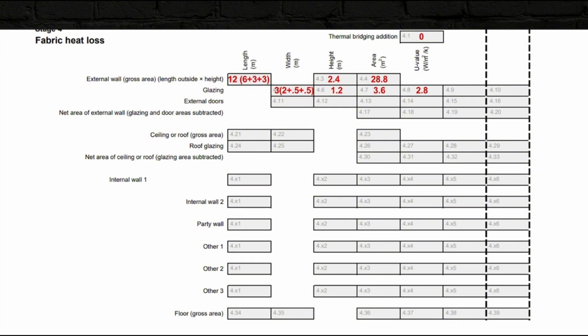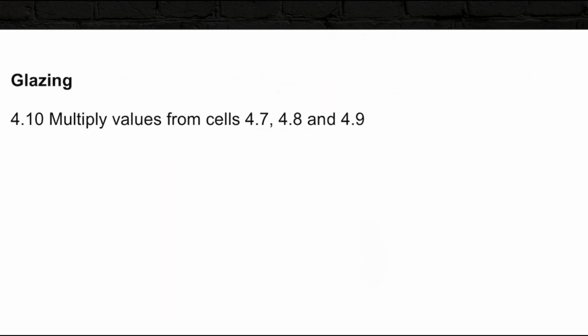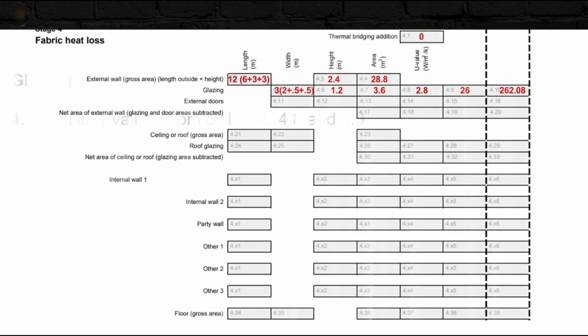So box 4.8 is our 2.8 U value. Box 4.9 is our temperature differential from box 2.3, inside to outside delta T, which again, if we remember, is 26 degrees. Now we can calculate the energy loss through our windows, because remember, fabric heat loss is the area multiplied by the U value multiplied by the delta T. So we take box 4.7, 4.8 and 4.9, multiply them together, and we have a total energy loss through our windows of 262.08.